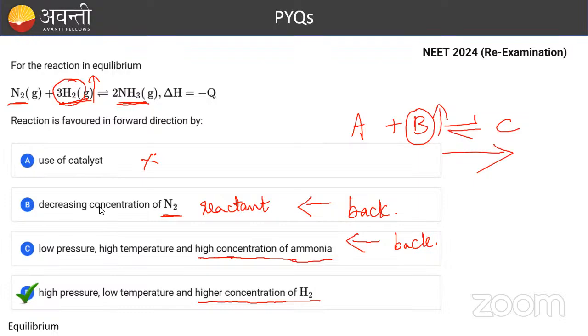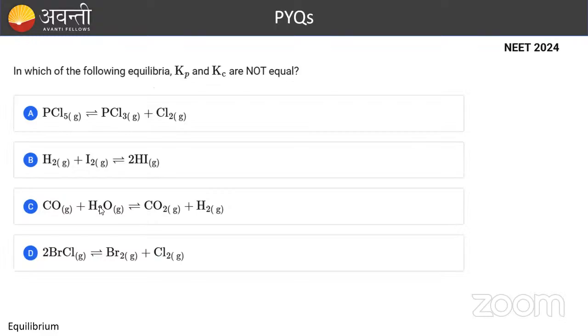Okay. And also the delta H is negative, right? Negative means the reaction is exothermic. So for an exothermic reaction, increasing the concentration of the reactant will favor the forward reaction. So I think Nandini's answer is correct. Nandini said option D only, right? Very good, my dear. Your answer is correct. So this is a NEET 2024 question. Now let's go for the next question.